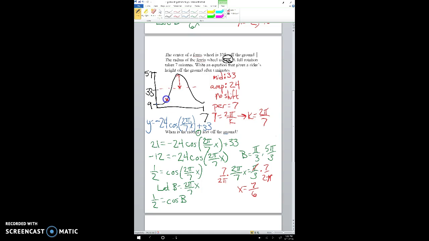So that's going to be right around here. And then you can solve for the other solution. Multiply both sides by 7 over 2 pi again. The pi's cancel, and when you simplify this, you get 35/6. So that would be this point over here. 21 feet off the ground. Okay.